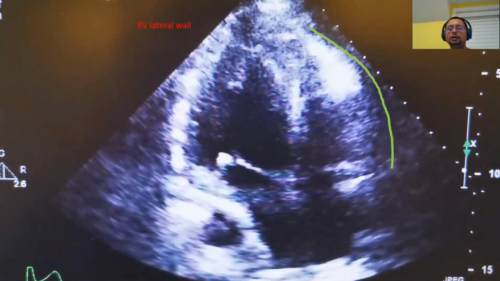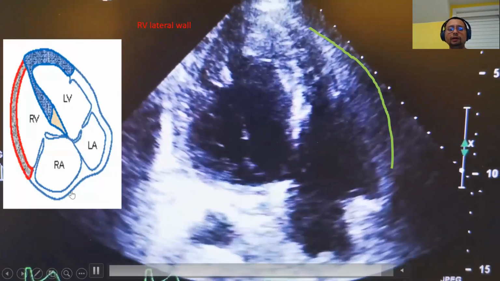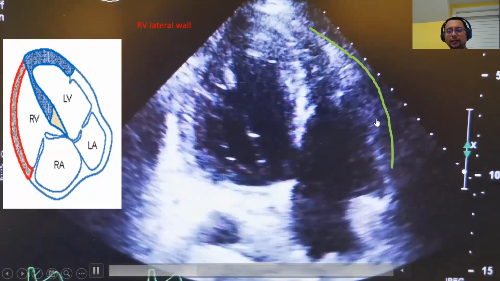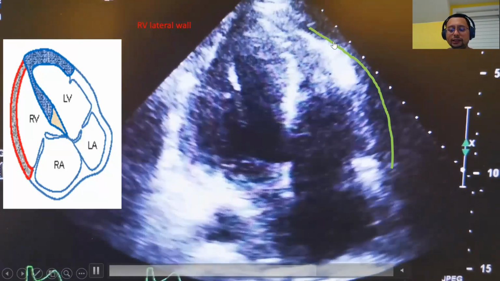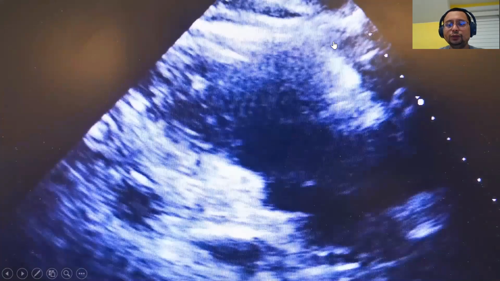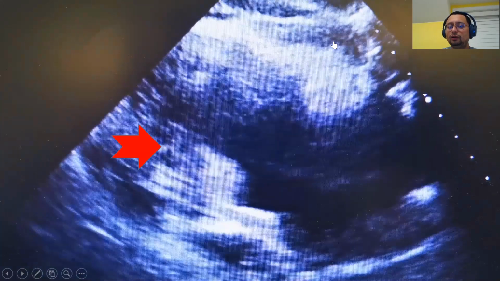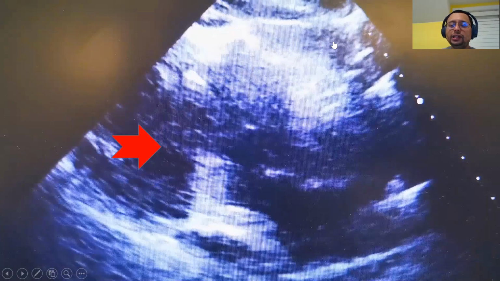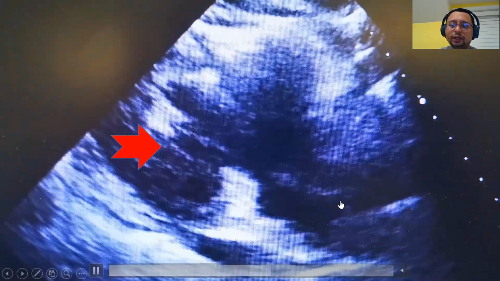Okay, so that is the lateral wall of the right ventricle there. So this one, and that is the same one. So that is pretty vigorous. So what about this one? This is very important. This is an RV inflow view. I know the view is not clear.